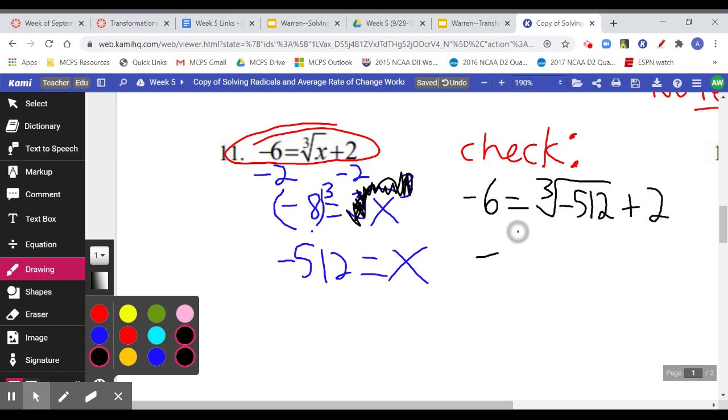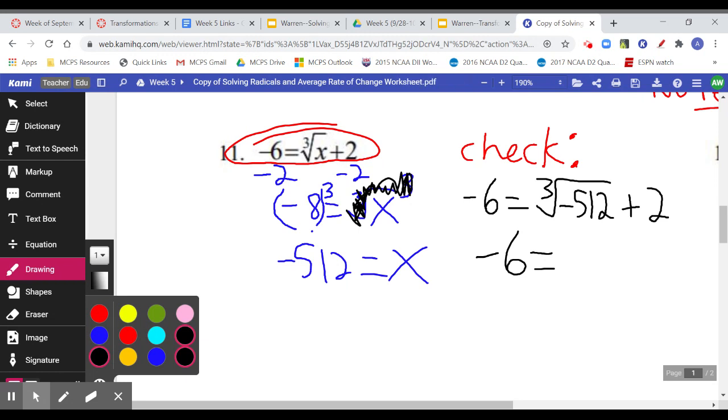Okay, negative 6 is there. If I'm going to take the cube root of negative 512, I understand if you don't know the answer to that off the top of your head, go ahead, use a calculator. Fun fact, in your iPhone calculator, just the standard normal one, if you flip it sideways, you actually do have a button for the cube root.